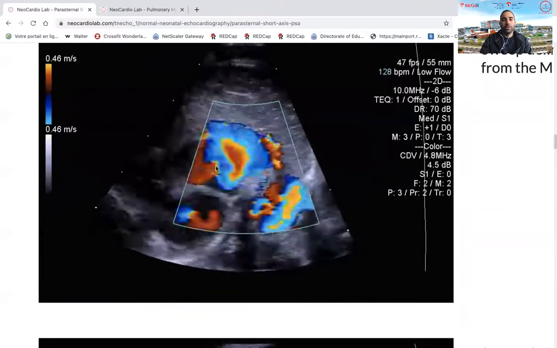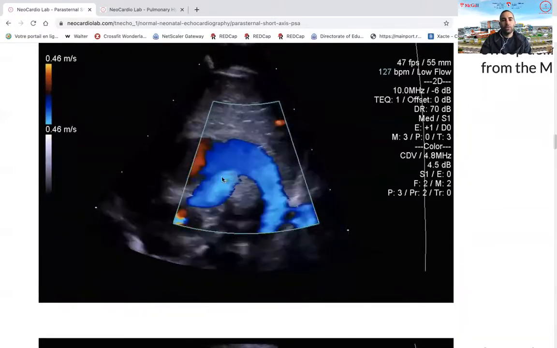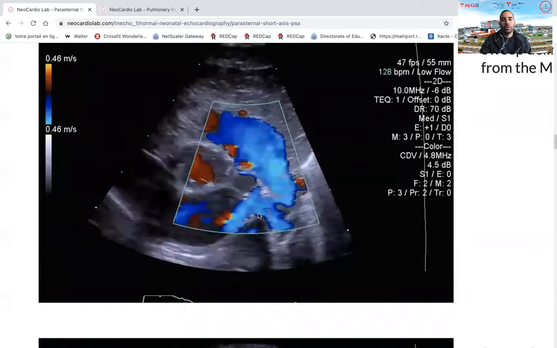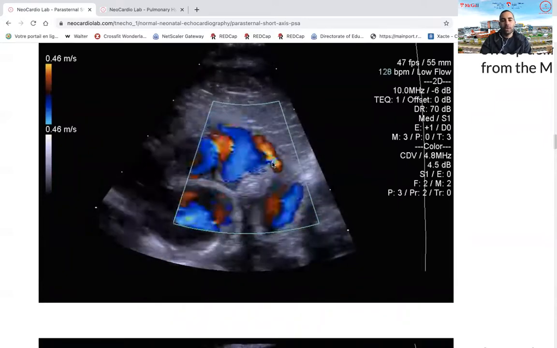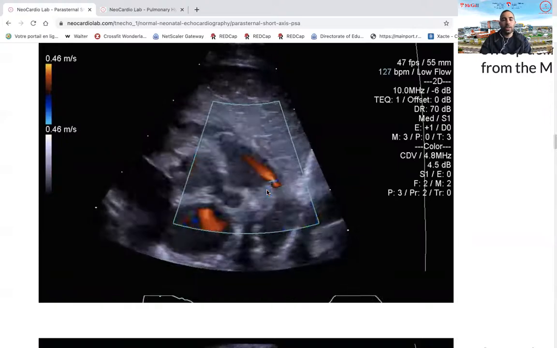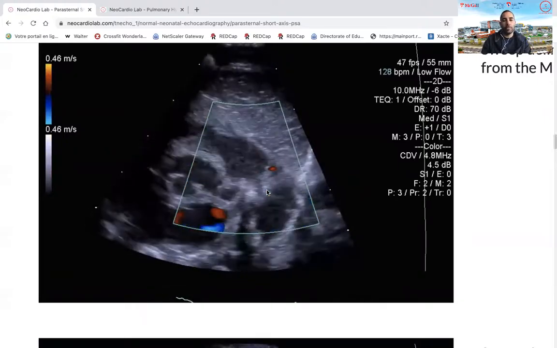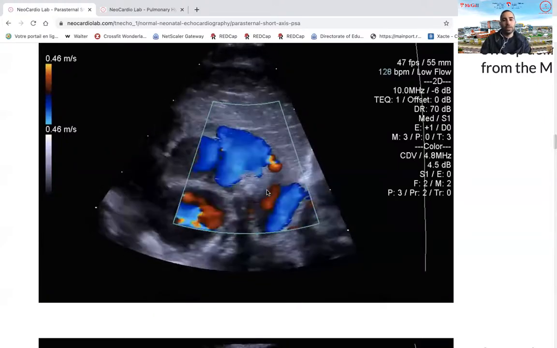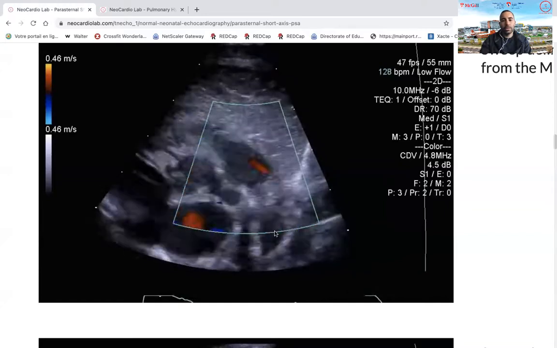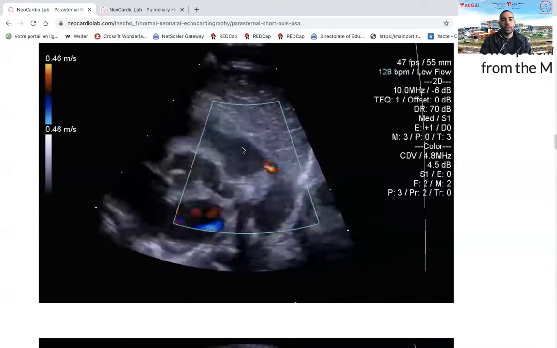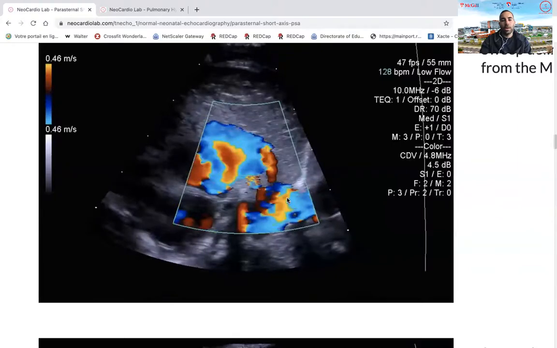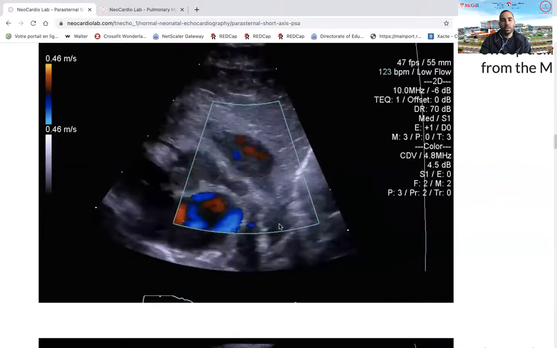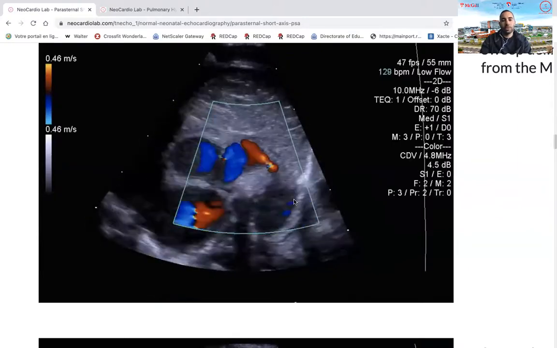And this is another view where you can do a sweep to outline that there's this very small closing ductus, which looks very restrictive, and you have your descending aorta here, you have your MPA, and so obviously you have some red flow coming from your descending aorta towards your main pulmonary artery.